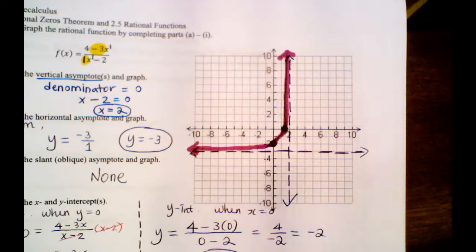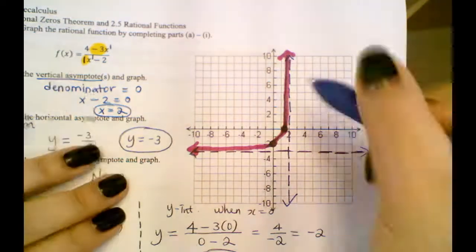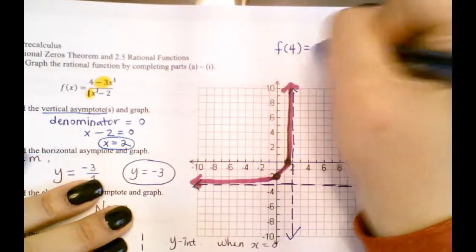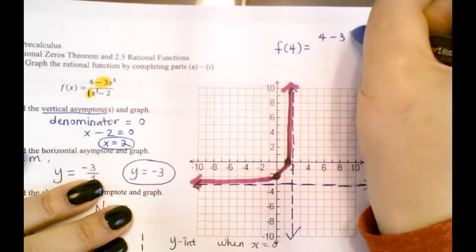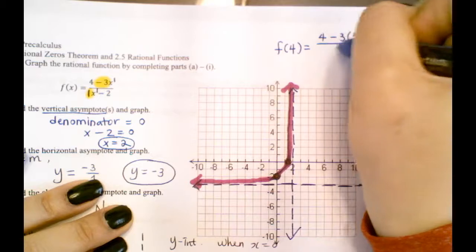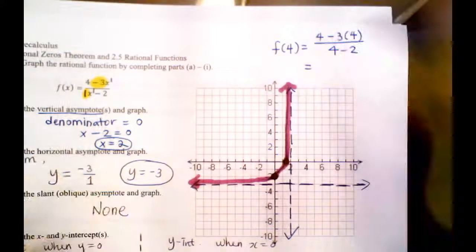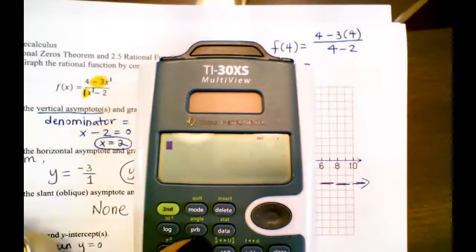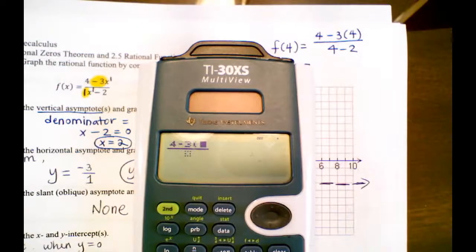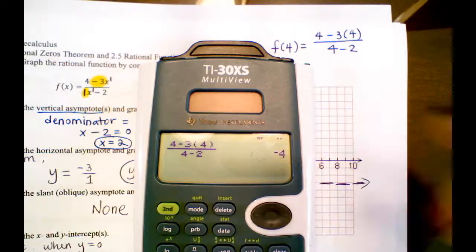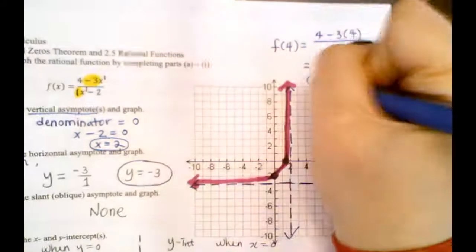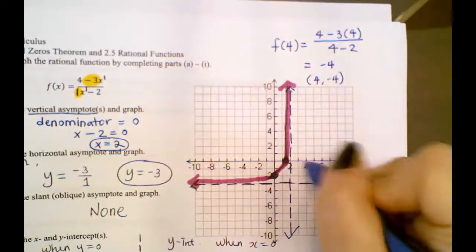So if I plug in 4 into this function, let's see what the y value is. f of 4 equals (4 minus 3 times 4) over (4 minus 2). I'm just trying to find the y value for this, so I'm going to type this in. It comes out to -4. Oh, what a beautiful point. Okay, so I know I have a point at (4, -4). Let me plot that right here: 4 to the right, down 4.